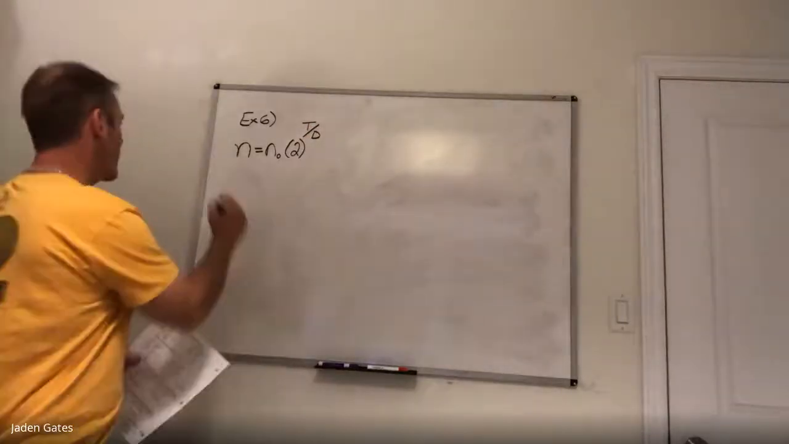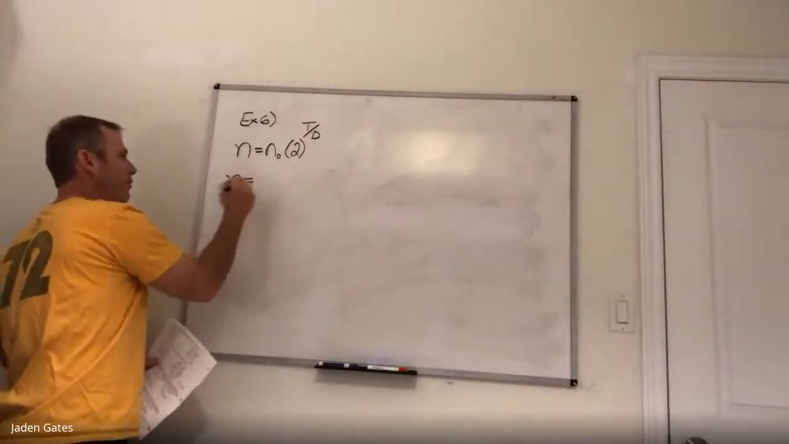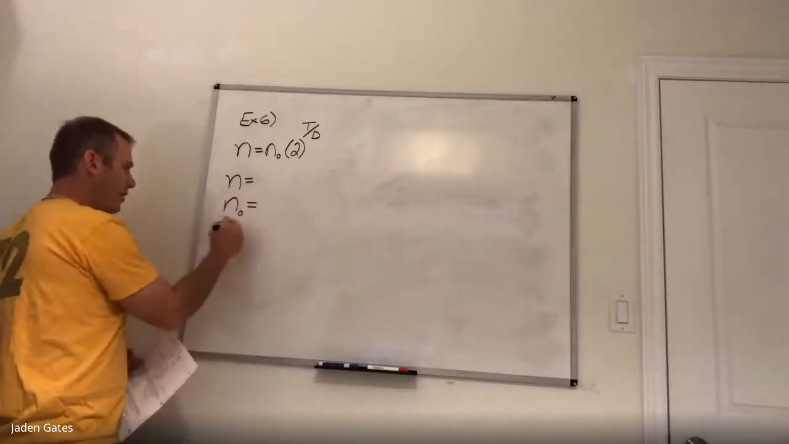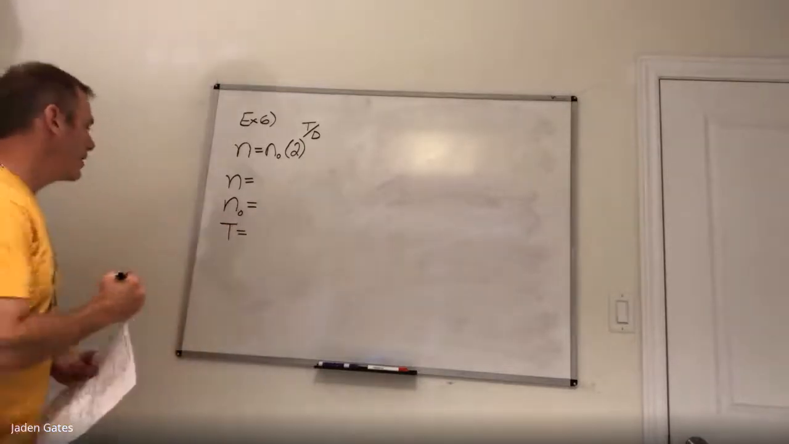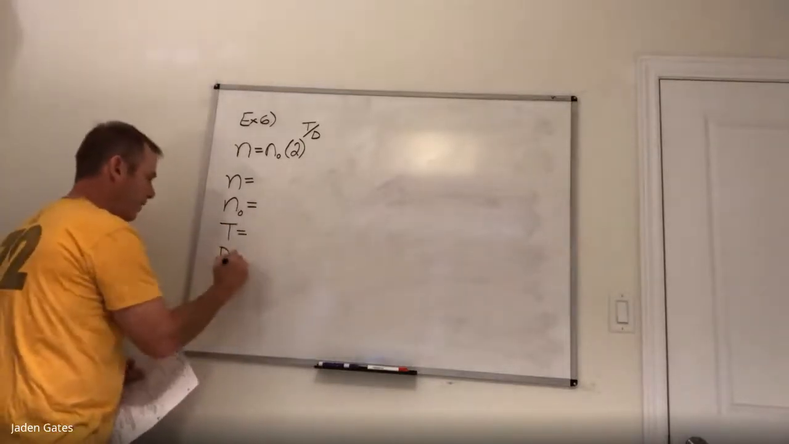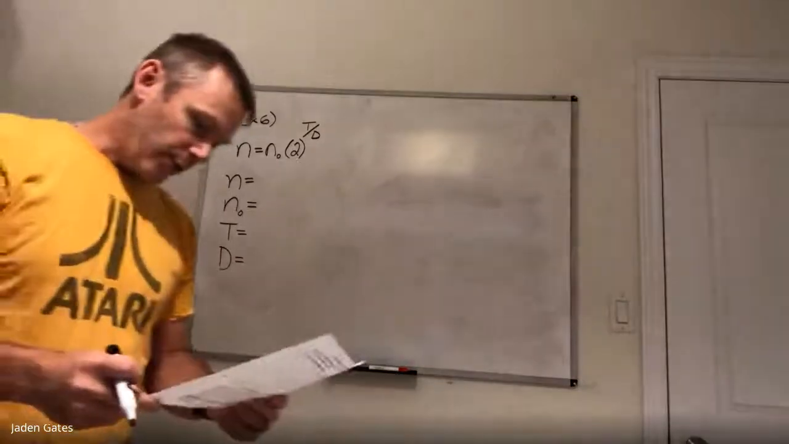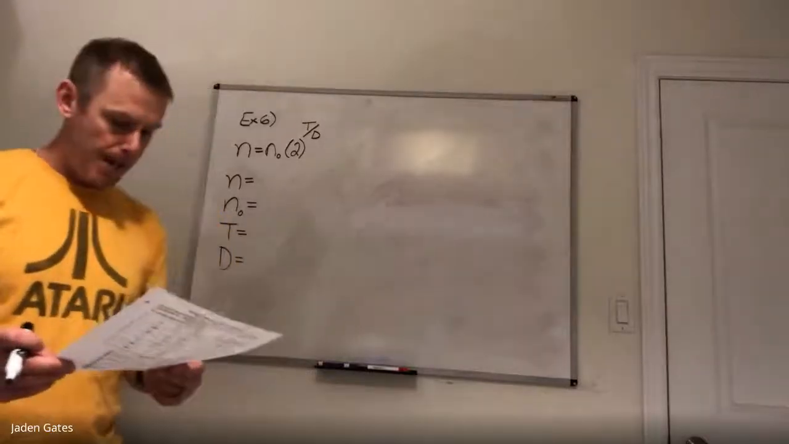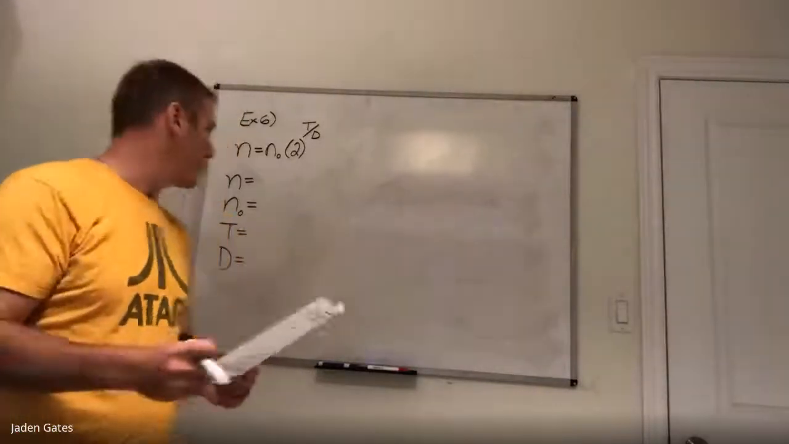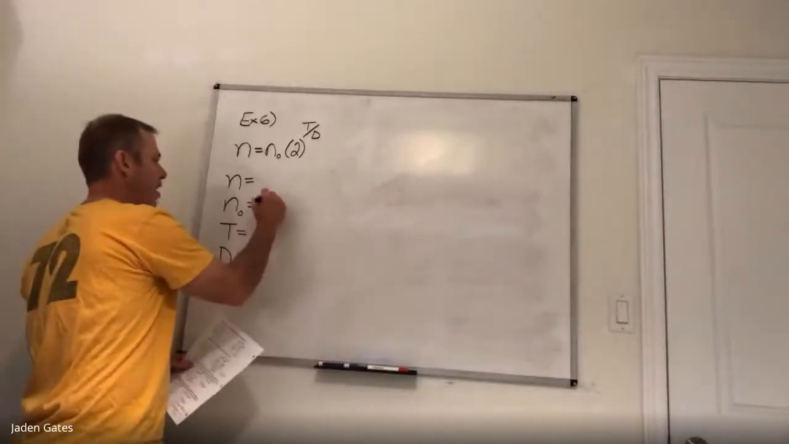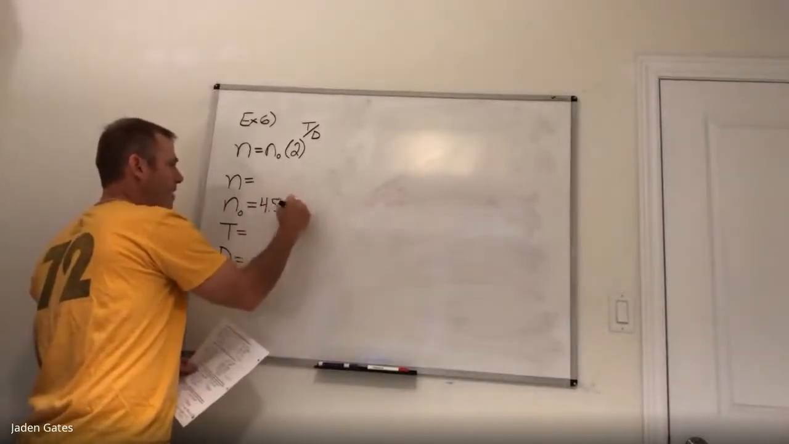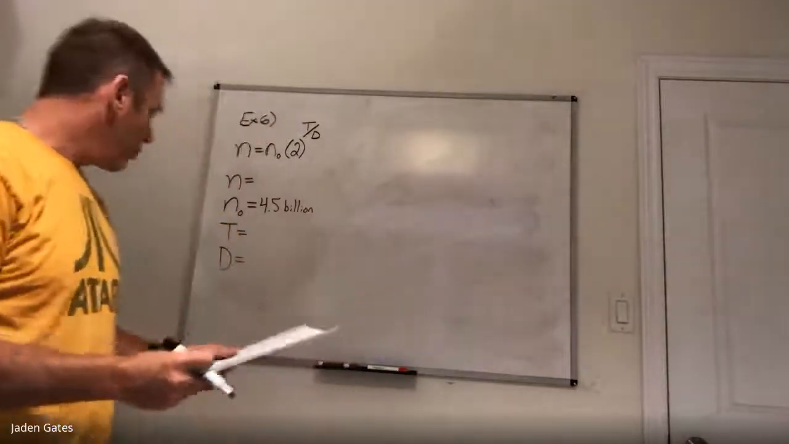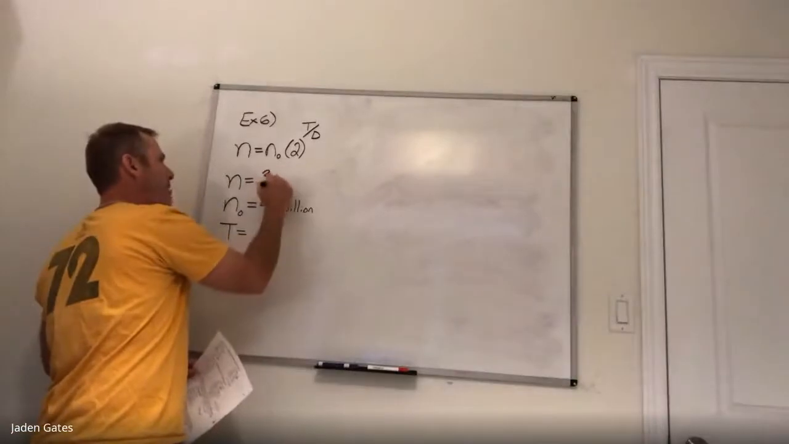All right, so again, N is the end amount that we're looking at, and N naught is the starting amount, t is the time that's gone by, and d is the doubling time that it takes. So in this case, we're starting at 1980. That's our perspective. There's 4.5 billion people at that point. So that is our N naught, 4.5 billion.